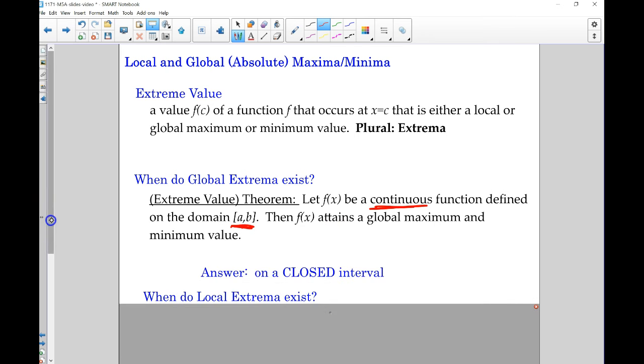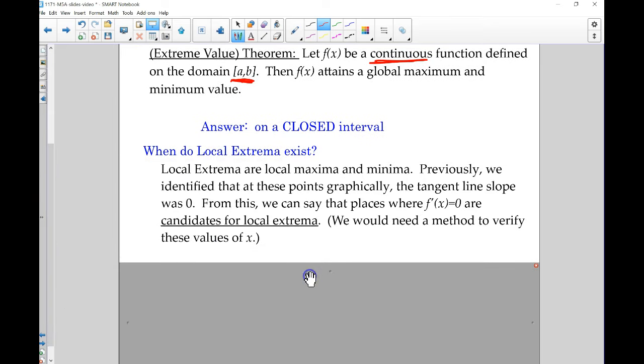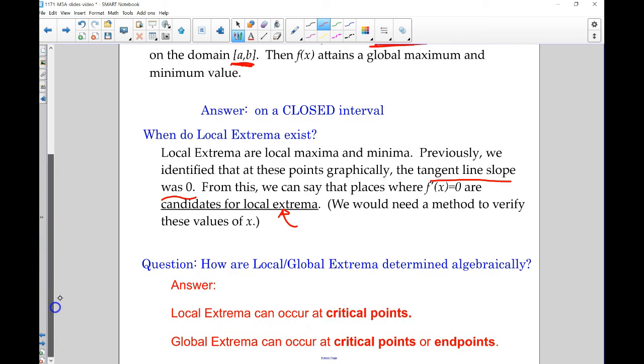Now we want to ask the same question: when do local extrema exist? Well, local extrema are local mins and maxes. We said that if the tangent line slope was 0 at that point, then it's a candidate for a local min or max. So we need a little bit more of a method to start to verify this, but we can use that as a starting place.